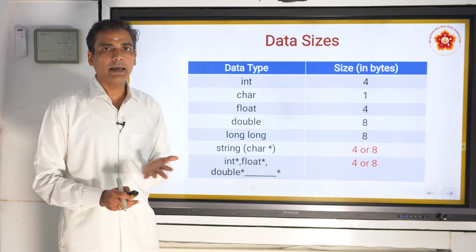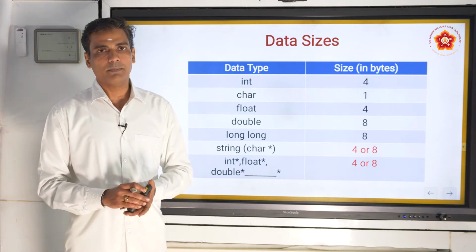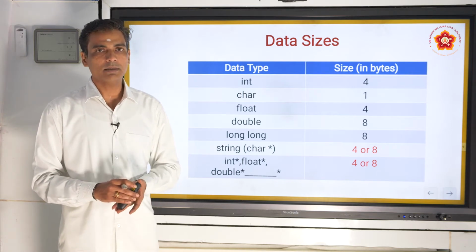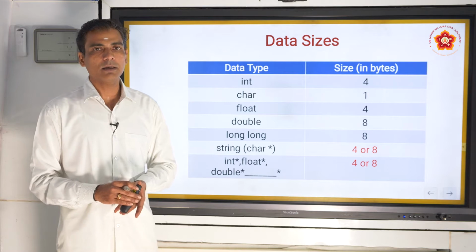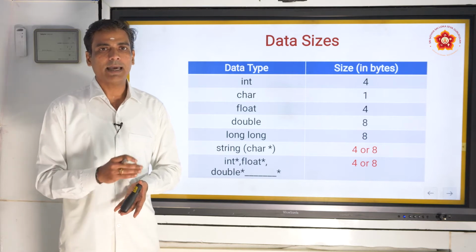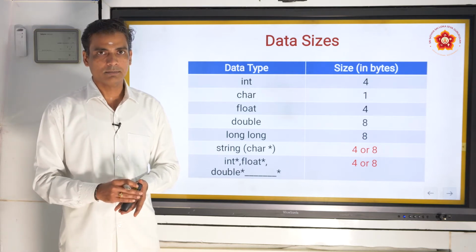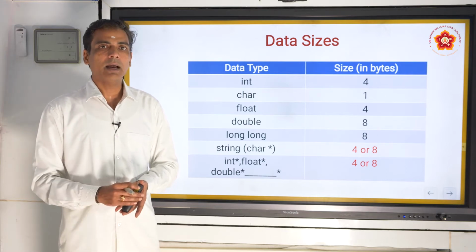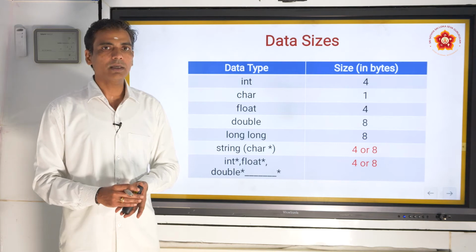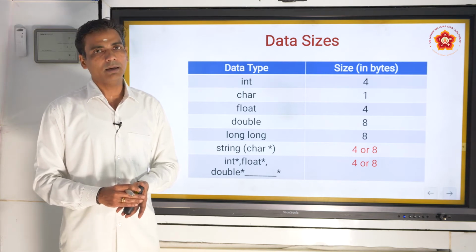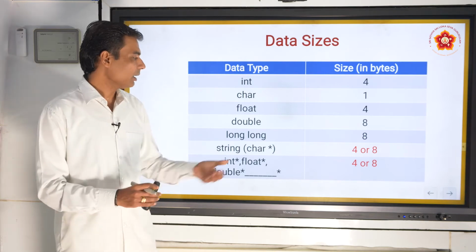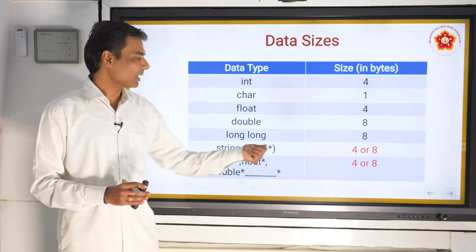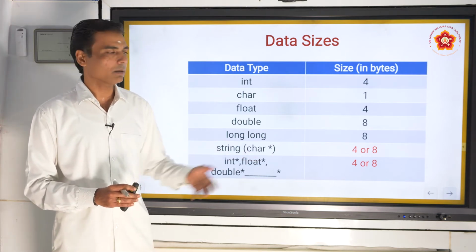String, actually there is no string data type, there is no data type such as string in C++. Generally we call the string a character array. So whenever we want to represent a string, we have to declare a character array, and in C++ strings are handled mainly with character pointers. That's why here the character pointer, this star, represents a pointer that we are going to learn.